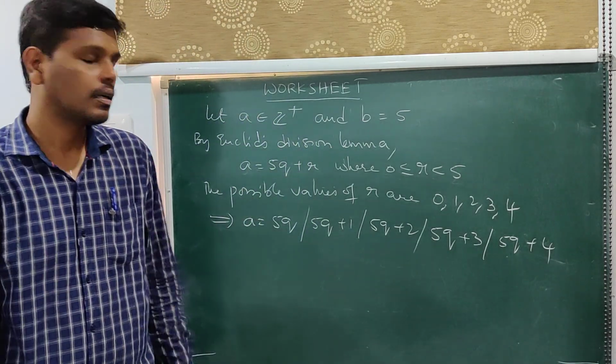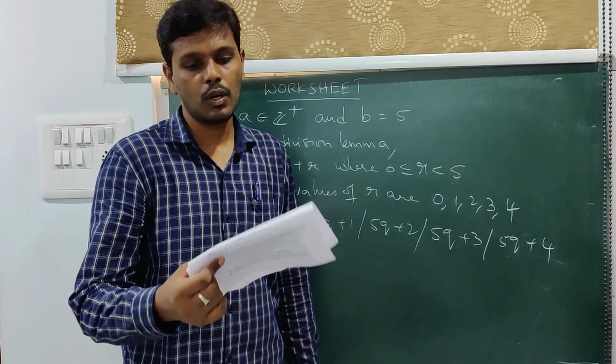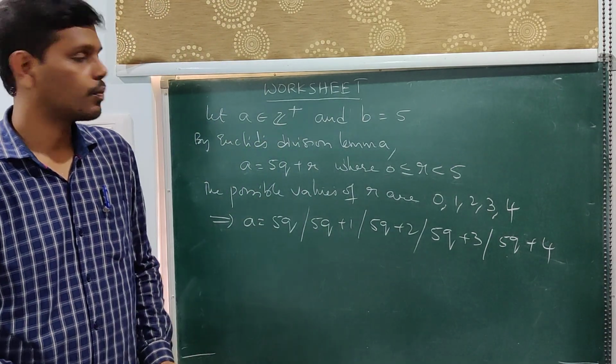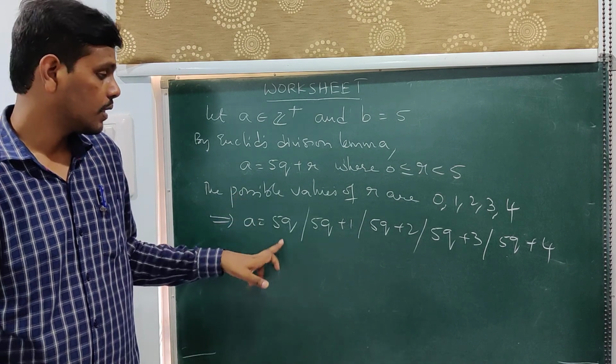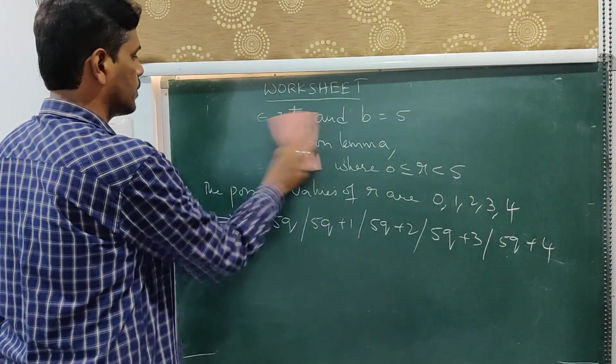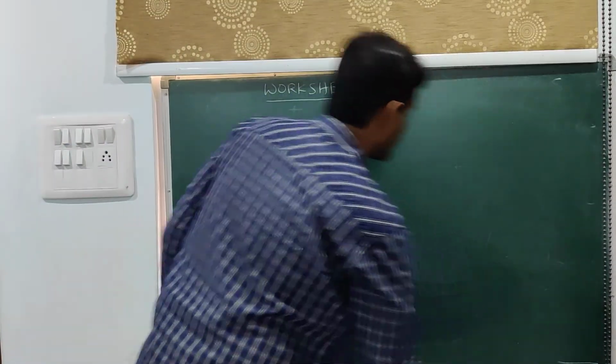Now we have to prove that by squaring each of these forms, you are going to arrive at 5m or 5m plus 1 or 5m plus 4. That is what you are supposed to prove. So I am going with the first form, that is taking a as 5q. So case 1.